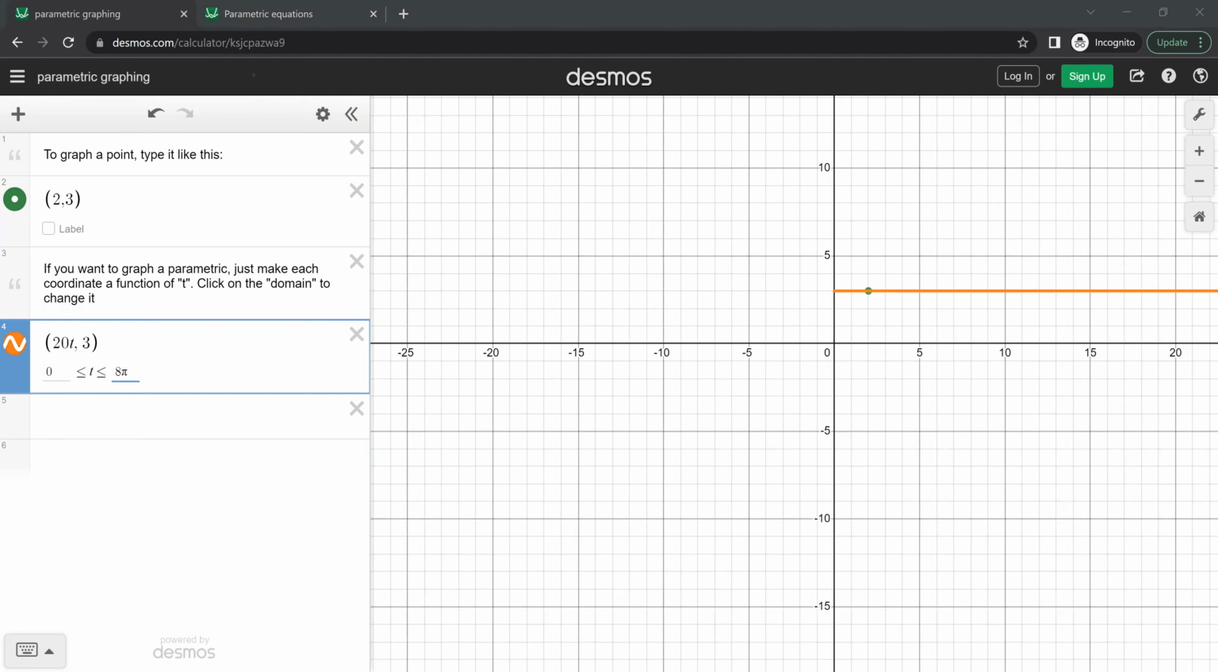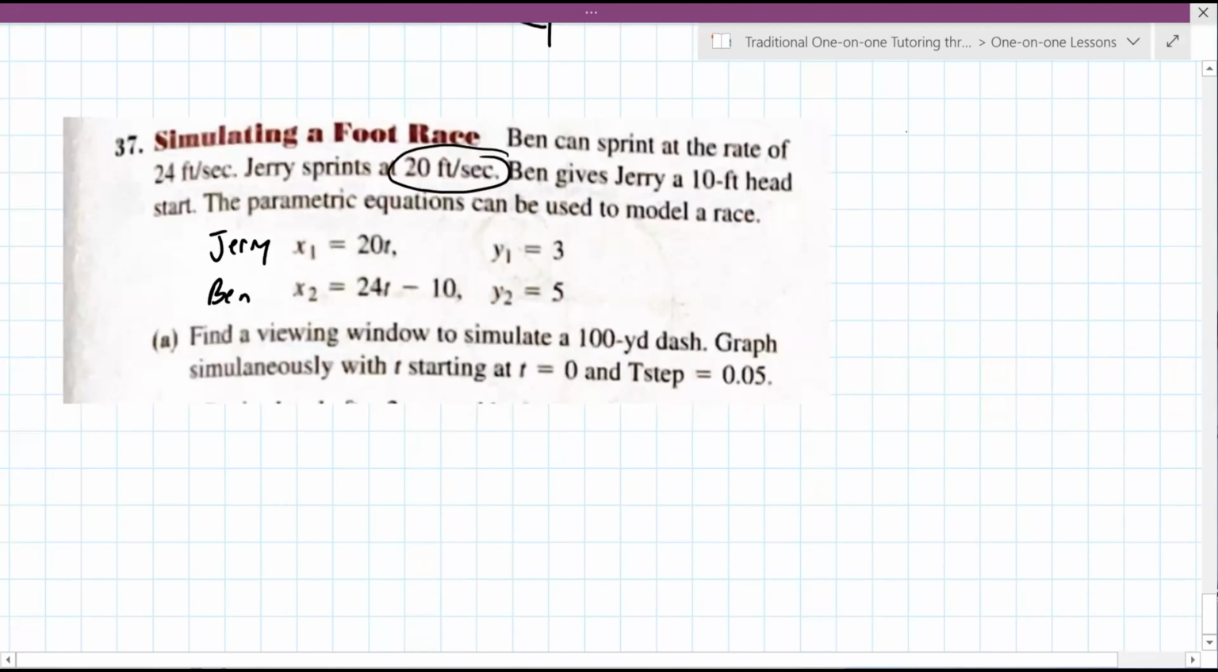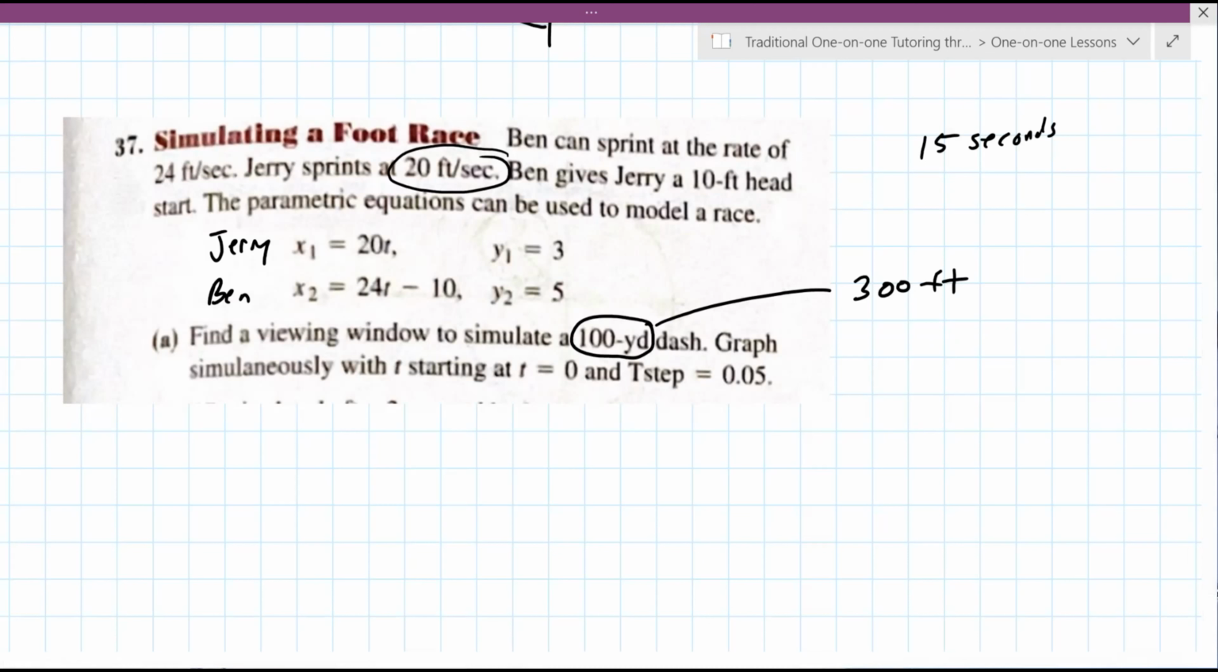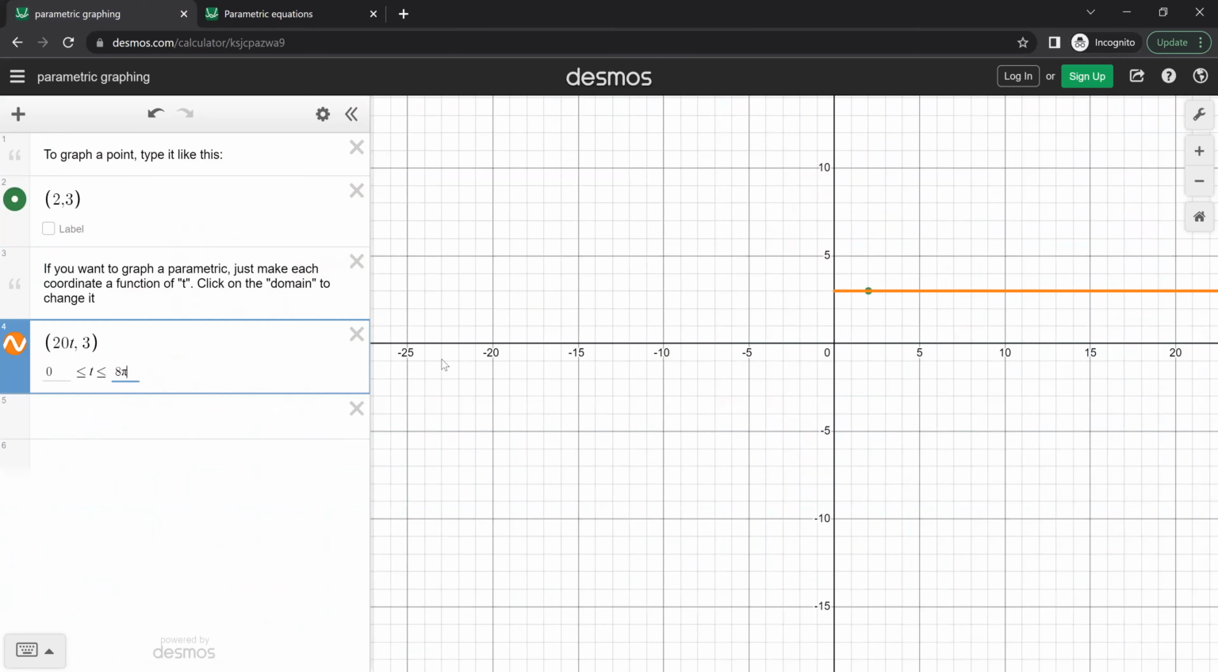So the person runs for 20 feet per second. If you're trying to get to 100 yards, 100 yards is really 300 feet. So that means that this person is running for 15 seconds. And similarly, you've got kind of this situation over here. So we've got to go at least roughly 15 seconds, maybe more. So when I go back to the screen, that's how I'm going to know some of these numbers. So it's 0 to 15.